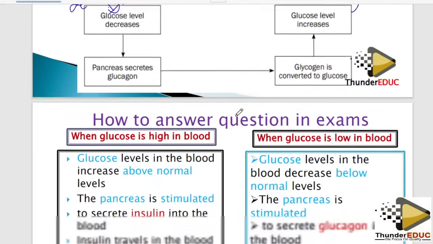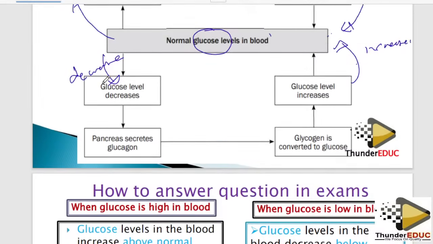Anyway, let's continue. Let's go to what about when there is a decrease. If there is a decrease, yes, it means that glucose level has decreased. The last statement must be that glucose level will increase. When glucose level decreases, talk about the gland. So which gland is the same? Pancreas. Pancreas is going to secrete glucagon.